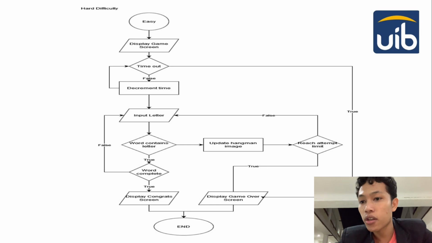If yes, display the correct screen. If no, the player continues guessing the next letter. If the letter is incorrect, the system updates the Hangman image. Then the system checks if the attempt limit is reached. If yes, display the game over screen. If no, the player continues to input letters.